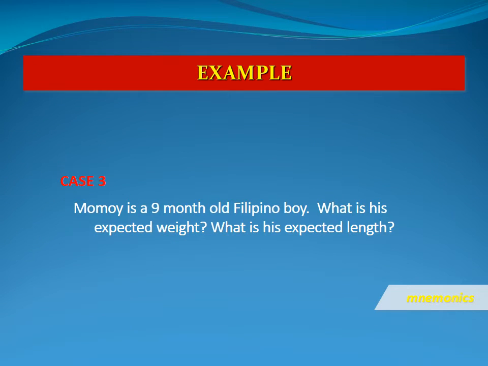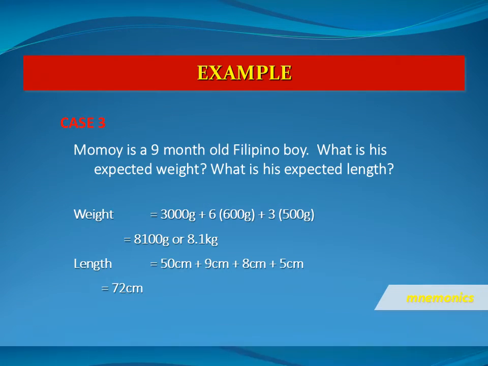Now let's go to an example. Remember Momoy, that 9-month-old Filipino boy. We already computed for his expected weight. Now what is his expected length? So for his expected weight of 8.1 kilograms, his length is supposed to be 72 centimeters on the basis of the increase in the following length.